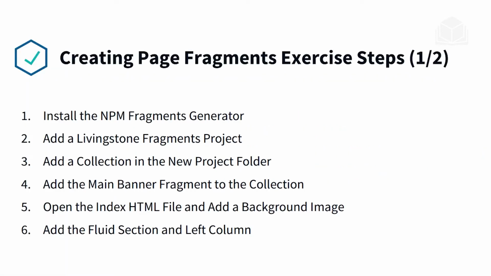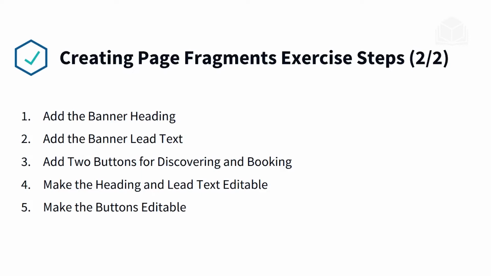First, we'll be installing the npm fragments generator. We'll add a Livingston fragments project, and then we'll add a collection in the new project folder. We'll also add the main banner fragment to the collection. We'll open the index HTML file and add a background image. We'll add the fluid section and the left column. Then we'll add the banner heading as well as the banner lead text. We'll add two buttons for discovering and booking. We'll make the heading and lead text editable, and finally make the buttons editable.